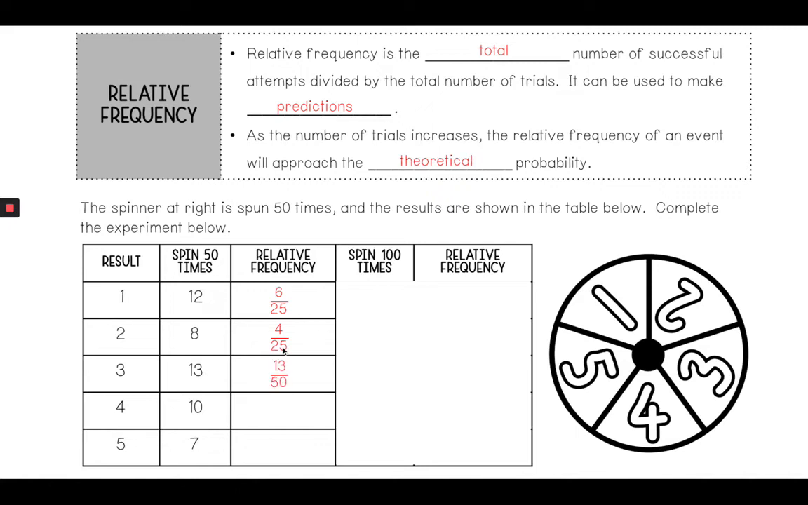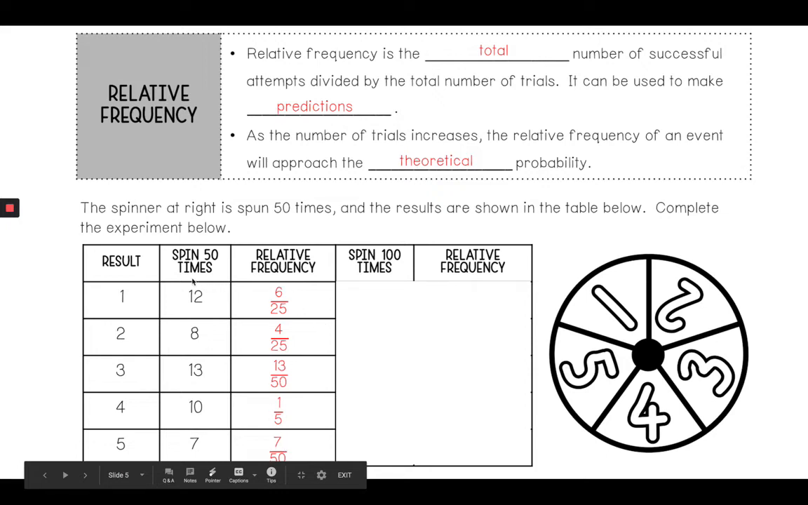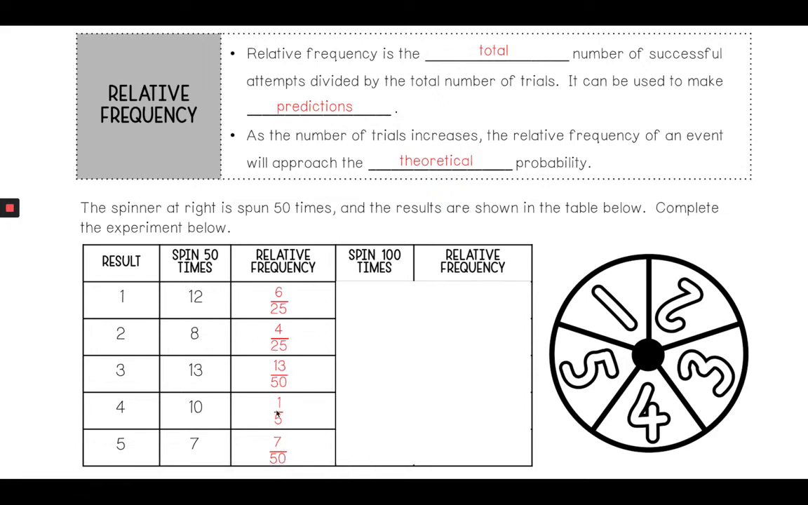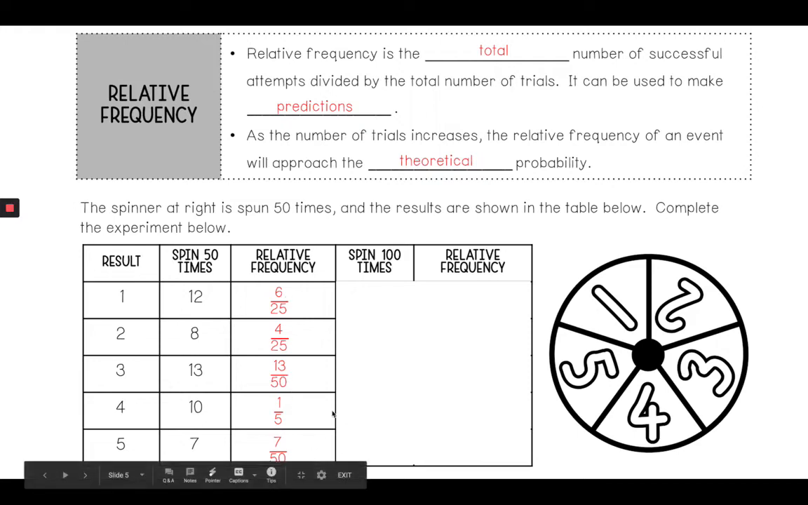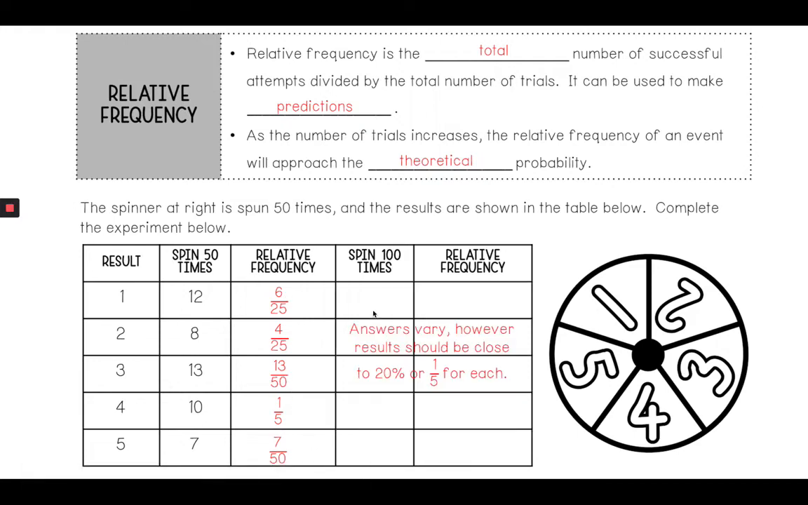And then the next one would be 13 out of 50, and then the next one would be 10 out of 50, but they can both reduce, dividing by 10, so I'd have 1/5. And the last one would be 7 out of 50, because it can't reduce. That would be spinning it 50 times, and the relative frequency here is the number that occurred out of the total number of attempts, and then reduced. So if I were to spin this spinner 100 times, these relative frequencies would get closer and closer to the theoretical probability.